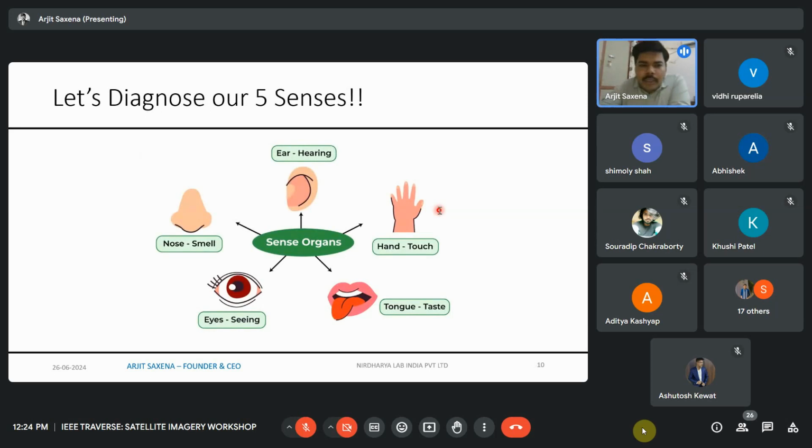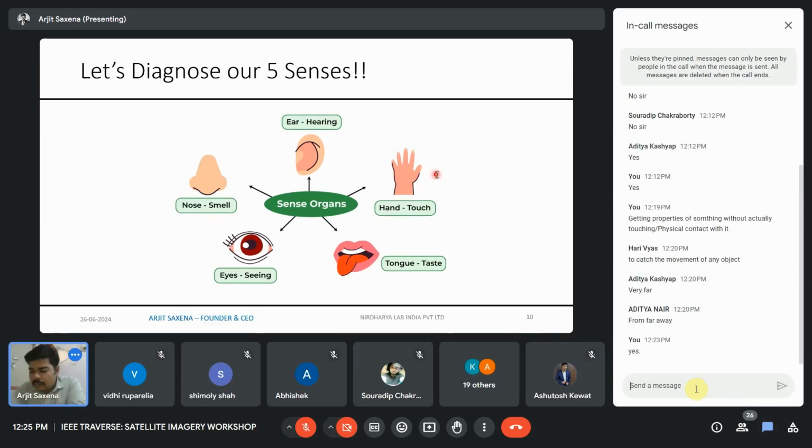The human body also has five senses. Your ear is the first example, your hand, your tongue, your eyes, your nose. But out of these only three are the basic example of remote sensing and the other two are not. Can anyone tell me? Three are pure examples of remote sensing, but two are not. Just think. See, we don't have to touch anything in remote sensing. This is the important point.